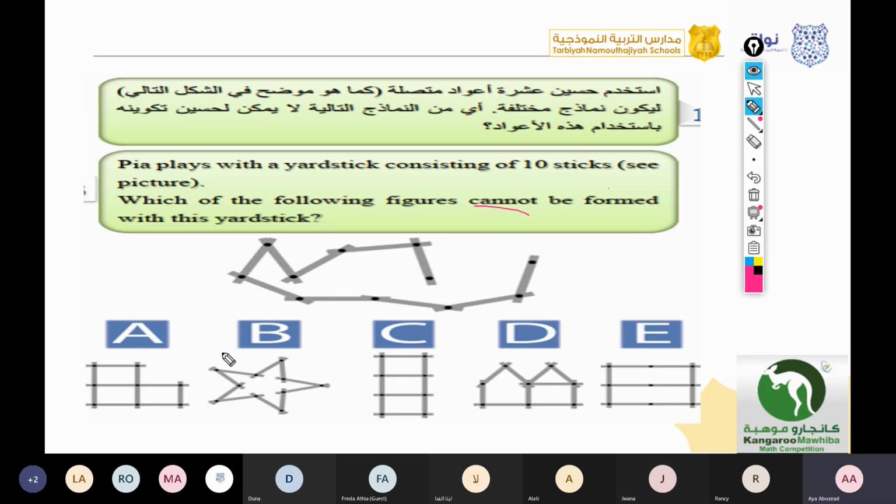I'm waiting. You can use your pencil to see how you can start. And also you can eliminate answers. If you find that for an answer, no, we can do this, then you can eliminate that answer.